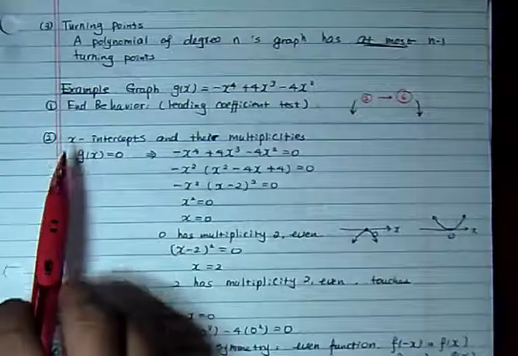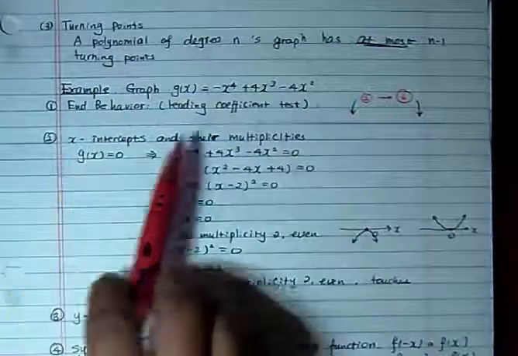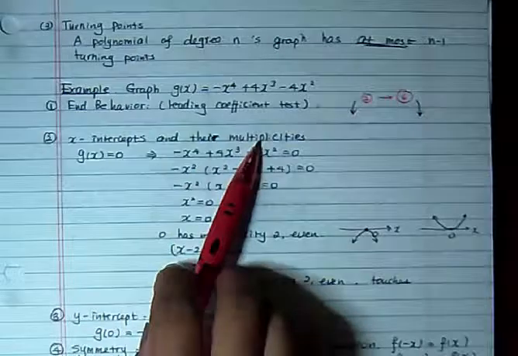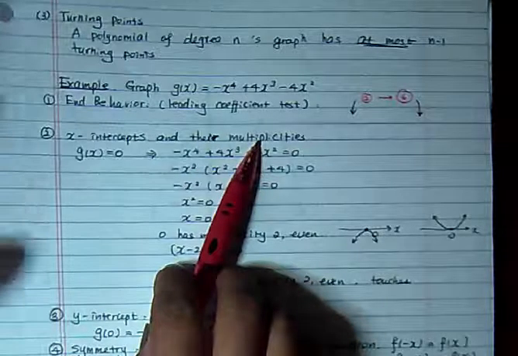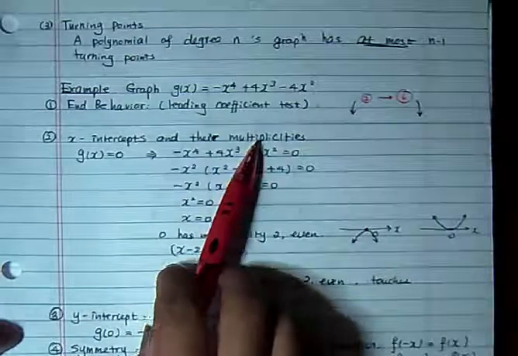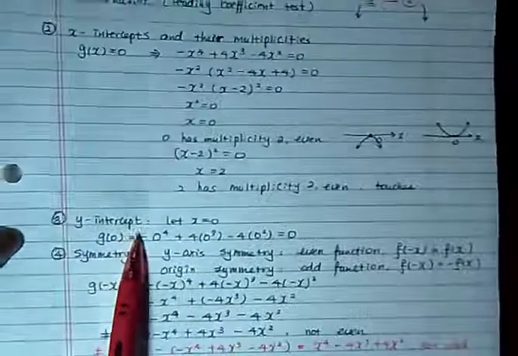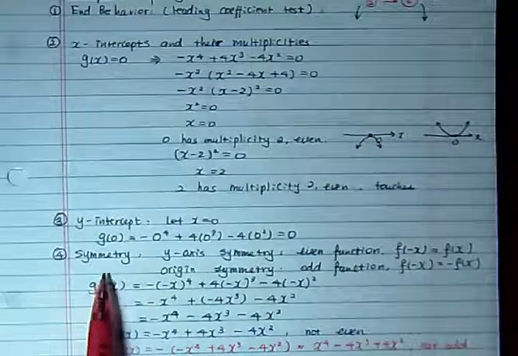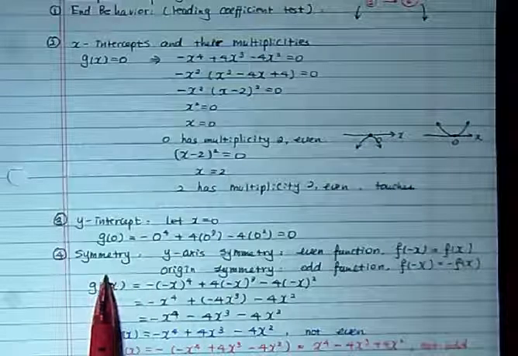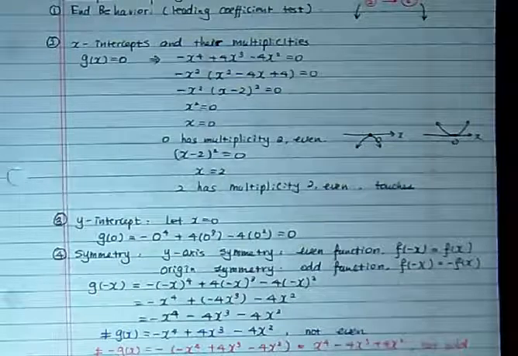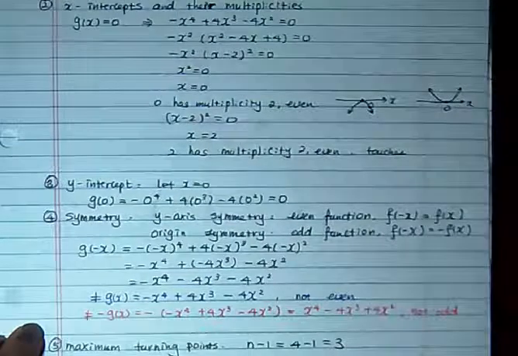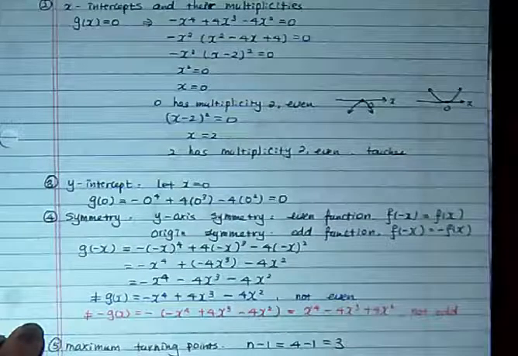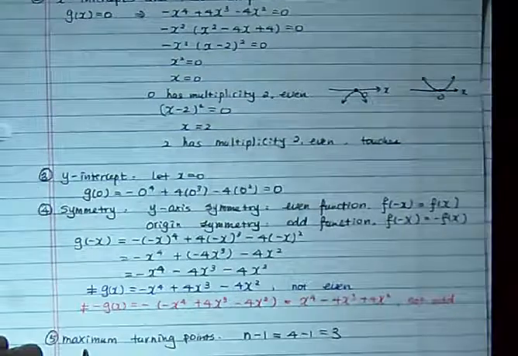So we need to take a look at the x-intercepts and their multiplicity, because the multiplicity can help us to see if the graph turns around or crosses the x-axis. Also, we need to take a look at the y-intercept and use symmetry to help us graph in case they have some symmetry. If I have symmetry, I can draw one part of the graph and then draw the other part symmetric to it. And also take a look at the maximum turning points.